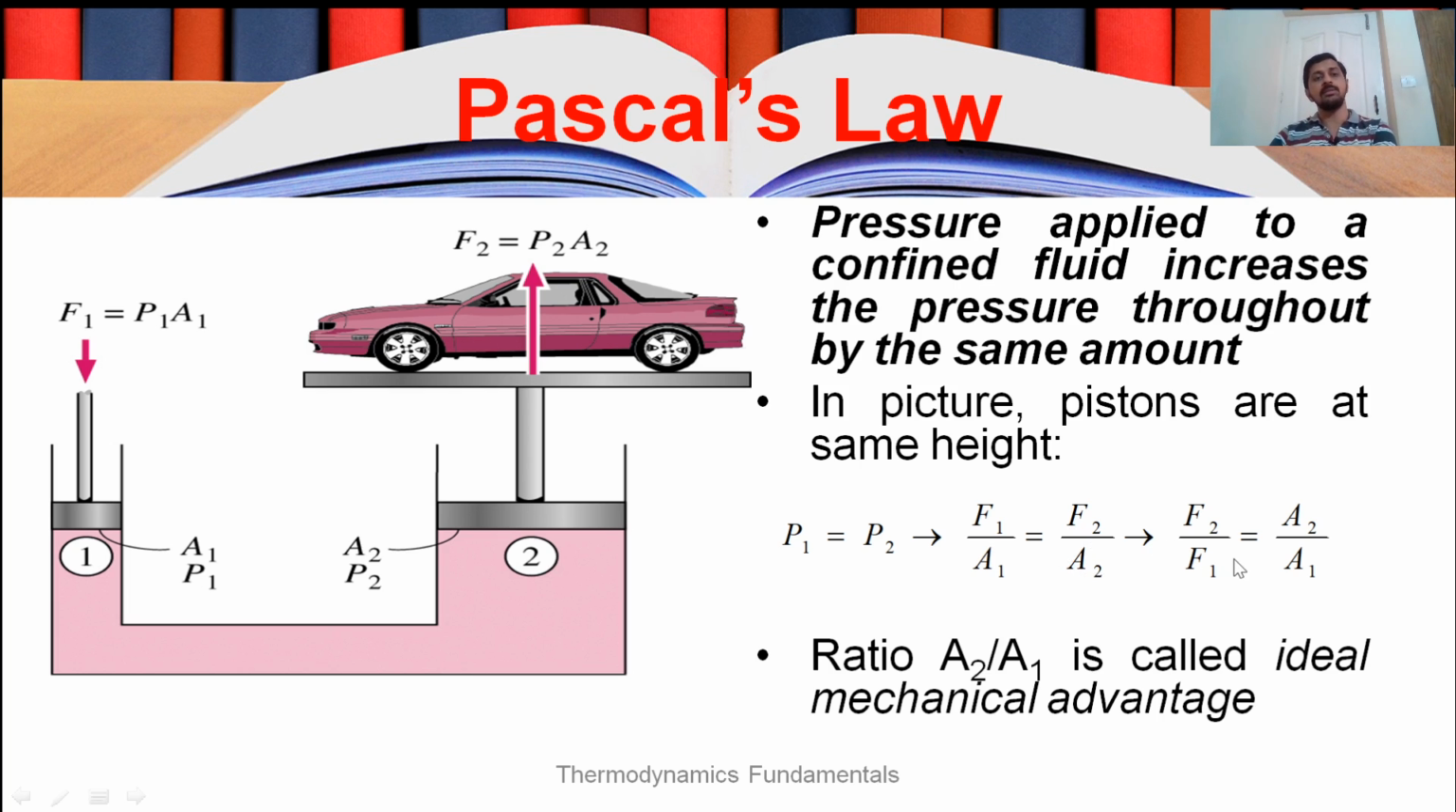Or we can get the ratio of forces: F2 by F1 is equal to A2 by A1, where A2 is larger and A1 is smaller. That means by applying a very small force on this smaller area, we can have a larger force, so that we can lift a car in a garage. That is the very working principle of a hydraulic lift. Clear?